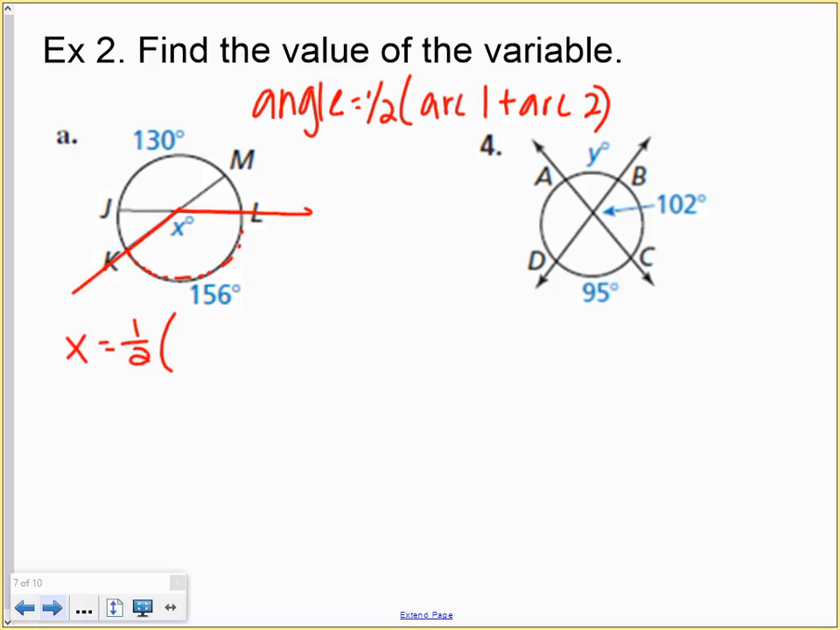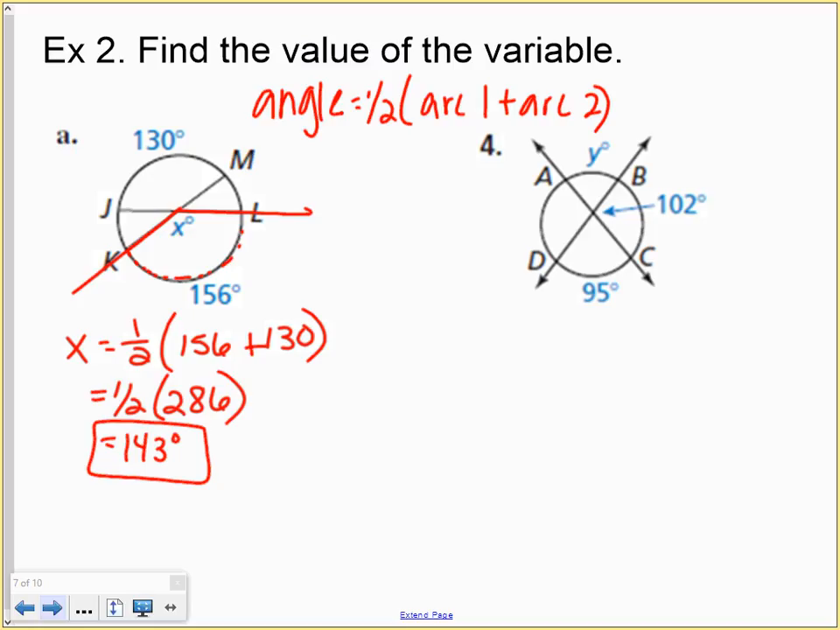The arc that it opens up to is 156, but it's not just half of 156, it's half of 156 plus the arc behind it, or its vertical arc, which is 130. What's 156 plus 130? 286. And then we still cut it in half. Half of 286 is 143. Good.